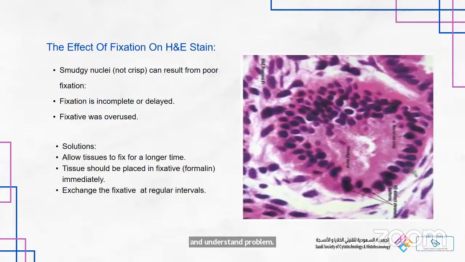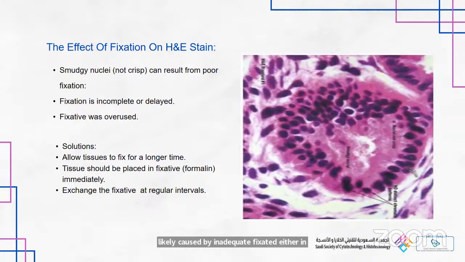Okay, let's start with the fixation effect on staining quality. As you know, poor or inadequate fixation leads to poor quality H&E stained slides. As you've seen in this picture, the nuclei show signs of inadequate fixation, and it will appear as lack of nuclei clarity, smudgy, not crisp, and this is most likely caused by inadequate fixative, either delayed or incomplete.